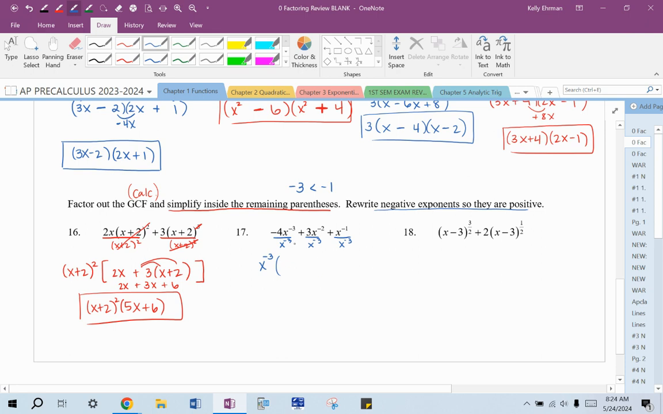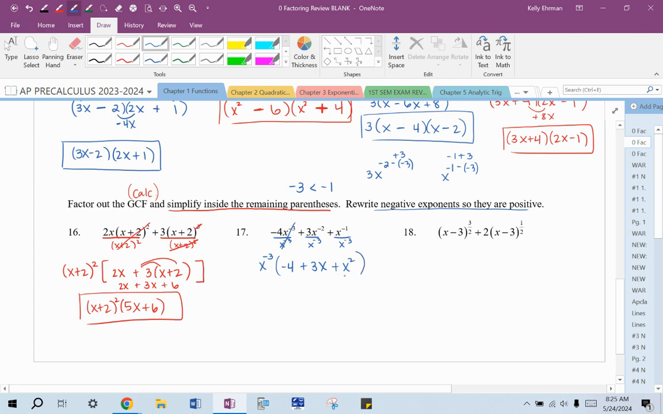All right, so again, if you show the division, it makes things easier. So the x to the negative 3 divided by itself divides out to 1. So you're left with negative 4. Remember, we're subtracting exponents, so this becomes 3x to the negative 2 minus negative 3. That's negative 2 plus 3. So this becomes plus 3x to the first. Same thing here, x to the negative first minus negative 3 becomes negative 1 plus 3. So that becomes plus x squared.